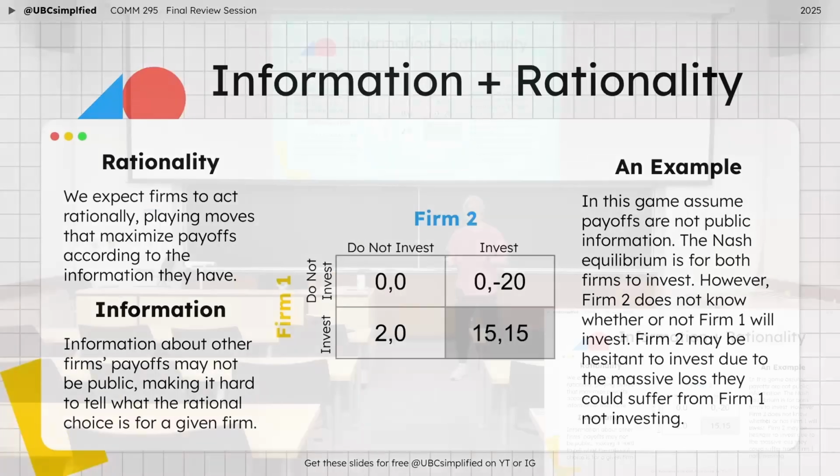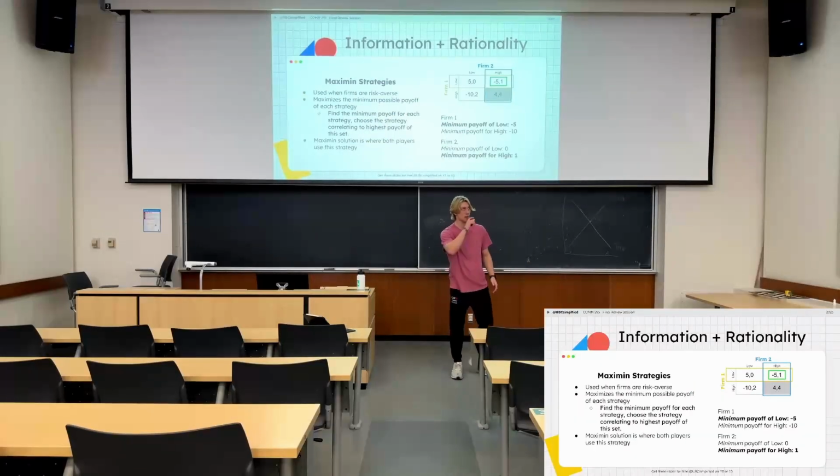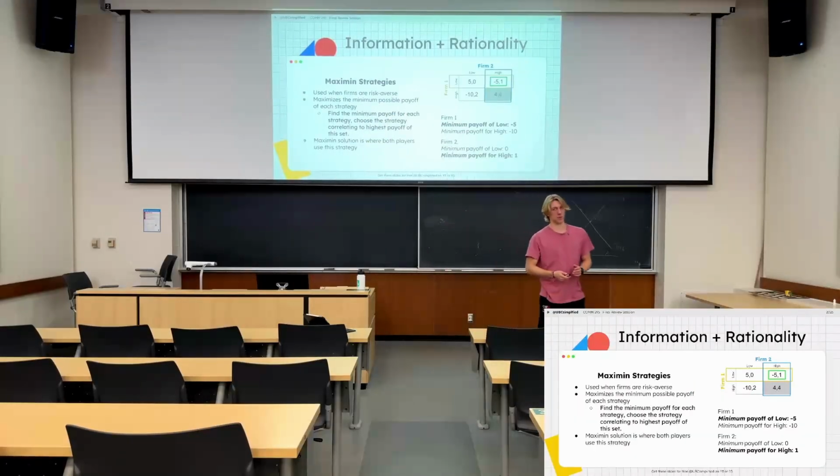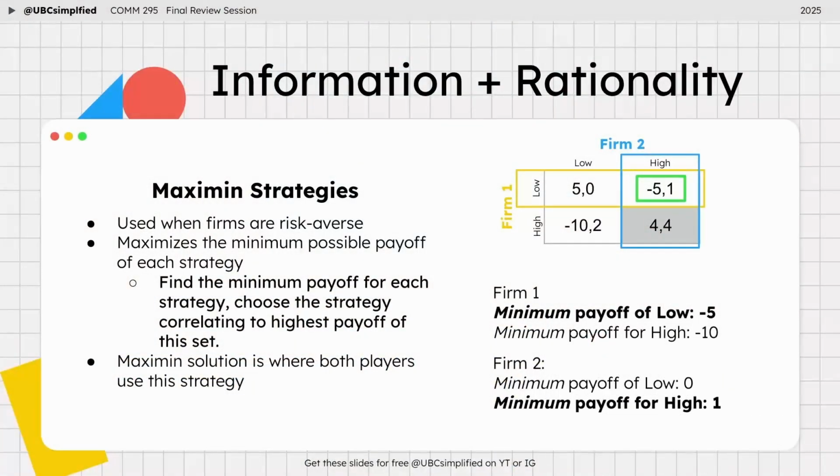And it just kind of gets a bit more tricky, where you just have to keep in mind that not everyone's going to be rational, and not all information is going to be known. And then because of this, some people will approach, okay, how can I minimize my loss possible? And this is called the maximin solution.